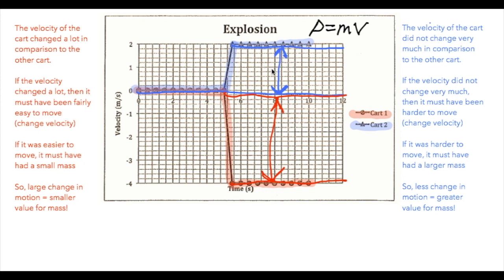All right, so back to cart 2. The velocity didn't change that much. Well, that means it must have been hard to get this thing to move. Think about more of a common sense aspect now. If it's hard to get something to move, it's going to be pretty heavy. Instead of saying it's pretty heavy, let's get back into physics speak: we'd say it has a larger mass. And if it doesn't have that much of a change in motion, to summarize, it means that we must have a greater value for our mass, or a bigger m.